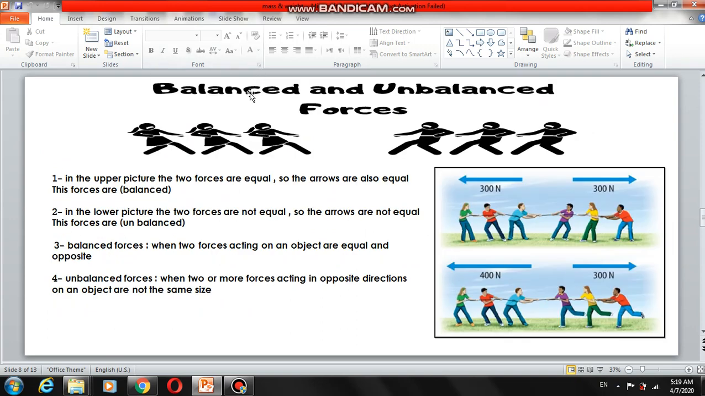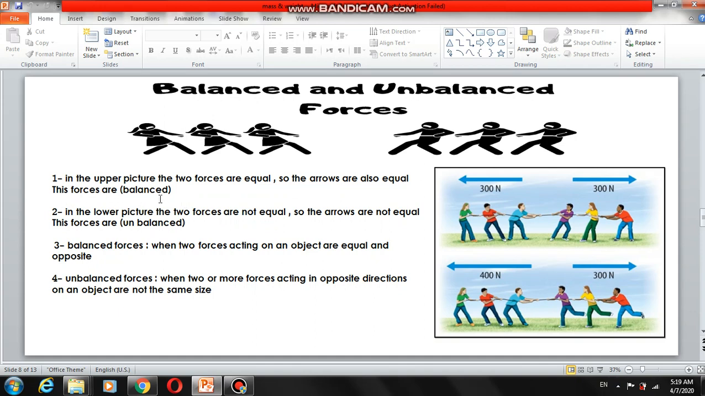Now let's continue with balanced and unbalanced forces. What's the difference between this and this picture? Number one, in the upper picture, the two forces are equal. This is 300 Newton and this is 300 Newton. The arrows are the same length. The forces are the same, so the arrows are also equal.